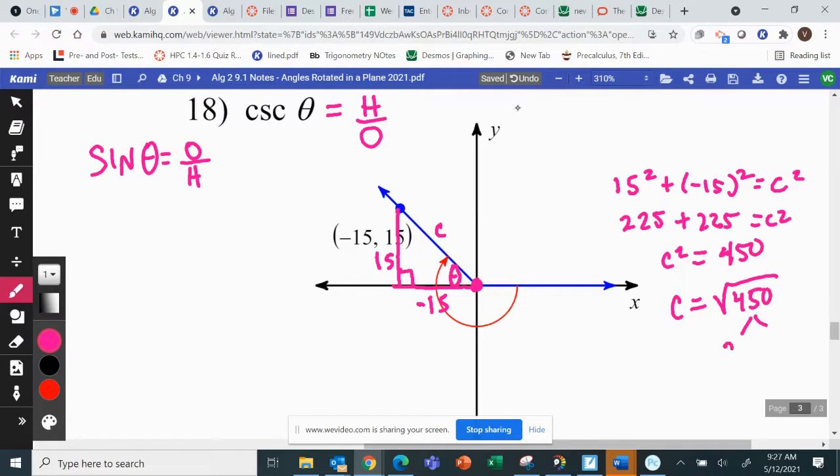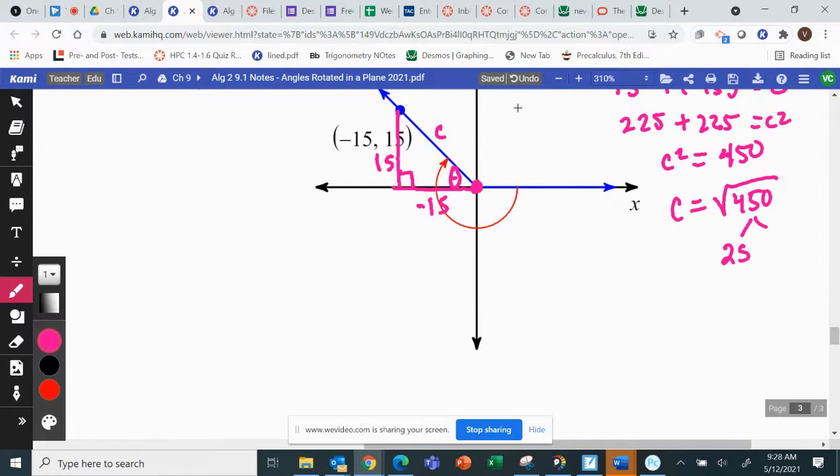So when I square root that, 25 can come out of that. How many times? Ooh, then there's a bigger number. How about the fact that when I got 450, I did 225 times 2. How about that? Isn't that how I got 450? I did 225 plus 225. And isn't 225 a perfect square? 15 squared. So this is 15 square root 2.